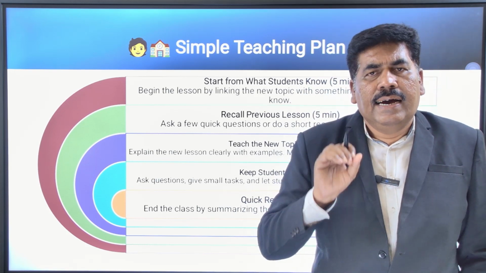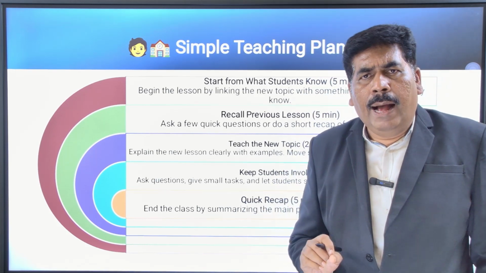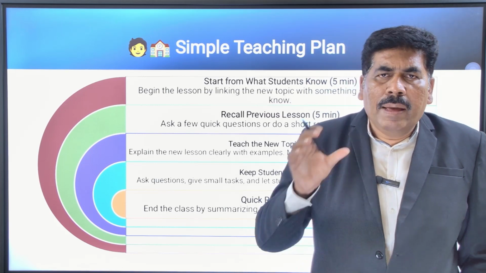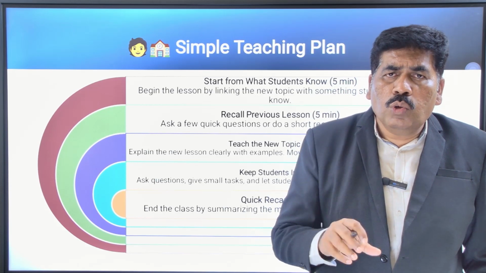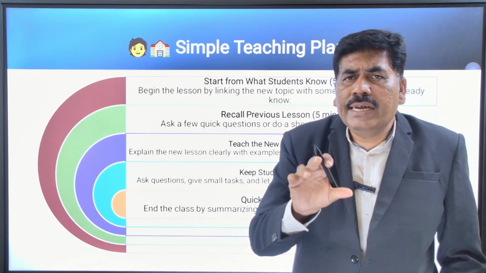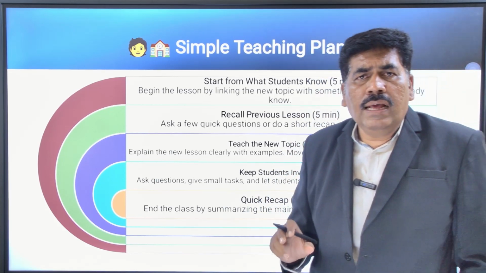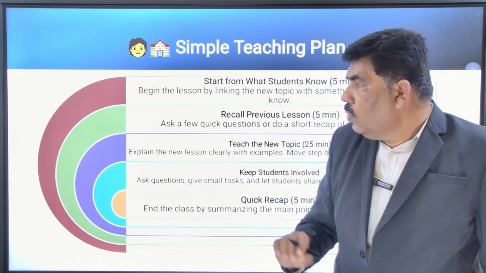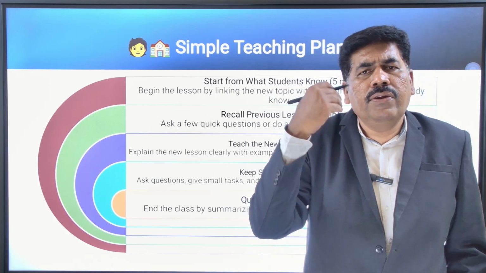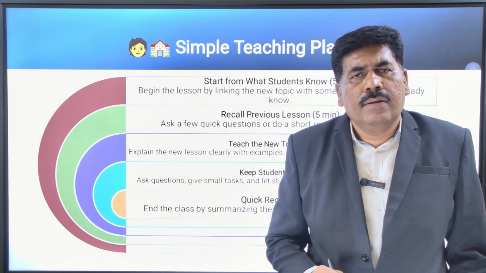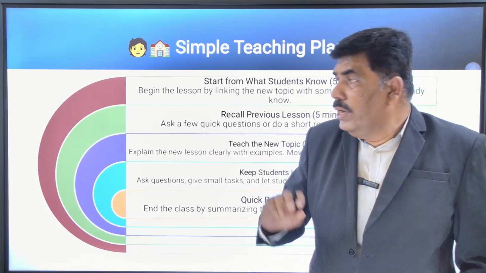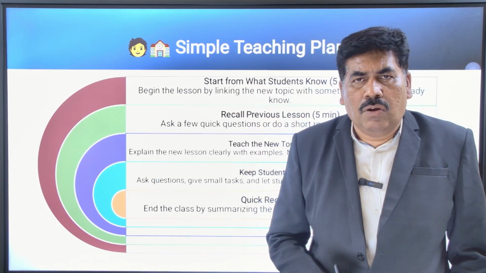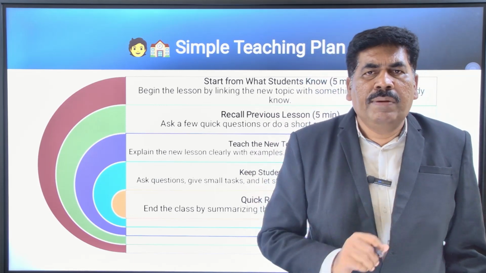Teach it by taking real life examples, mind maps with the help of charts, and activities by making some groups. Through innovative methods, you need to teach the new topic. Then only they feel the class is more engaging and interesting. If you go on teaching the new topic for 45 minutes continuously, it will be of no use. Start from known things, recall the previous class knowledge, then teach the new topic for 25 minutes.